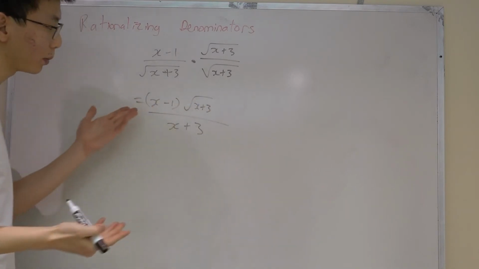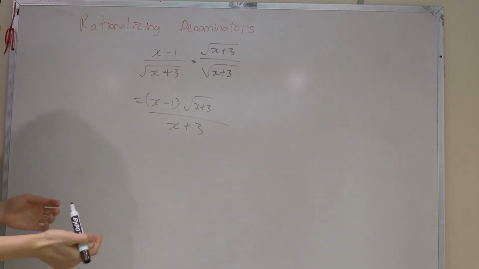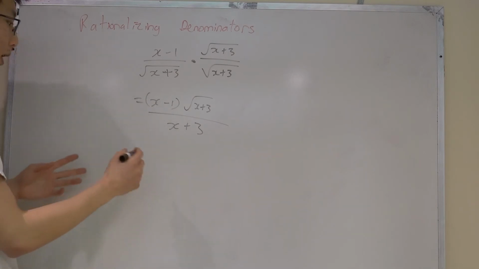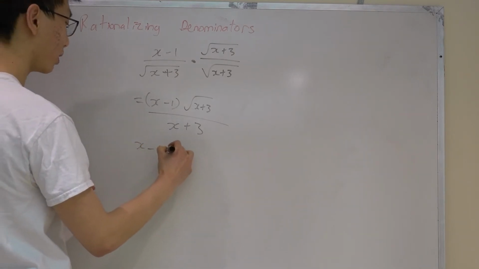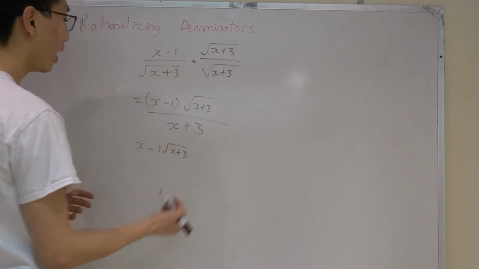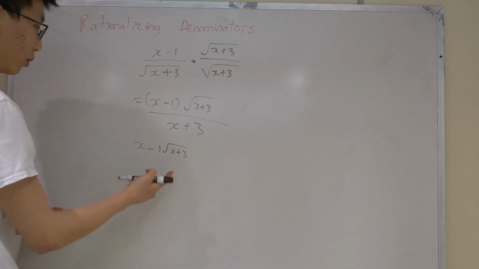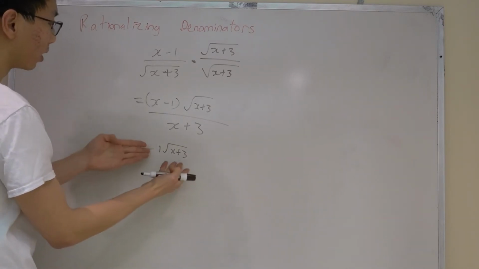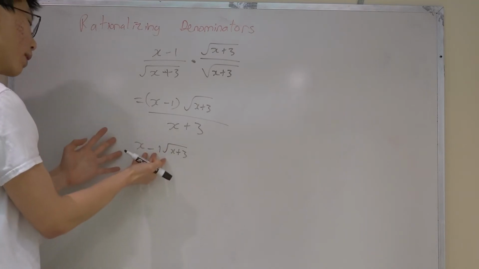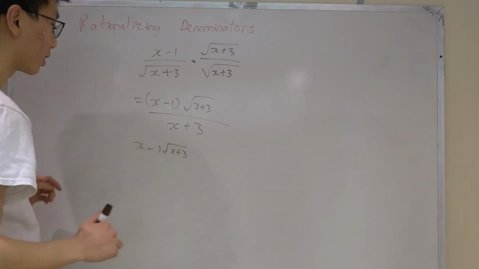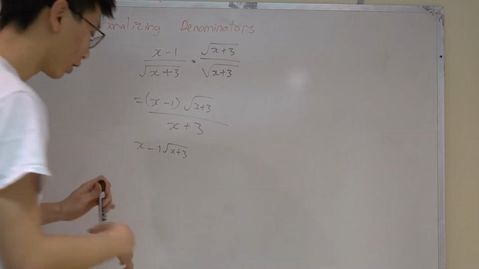I put brackets just to make it a little more clear, because if I didn't put brackets, we would have x minus 1 times x plus root 3, and it becomes a little ambiguous. Do you mean x minus 1 times x plus 3, or do you mean x minus 1 times root x plus 3? So brackets always for security.